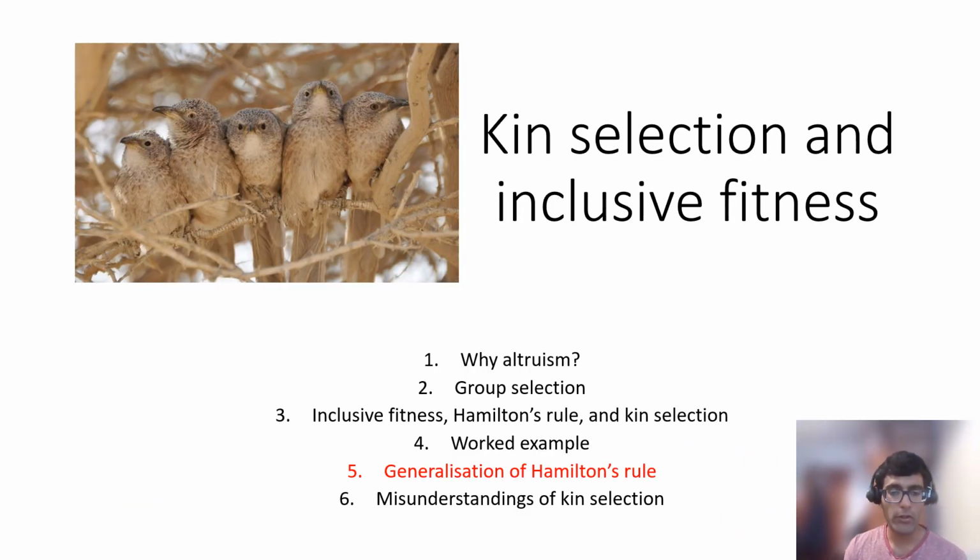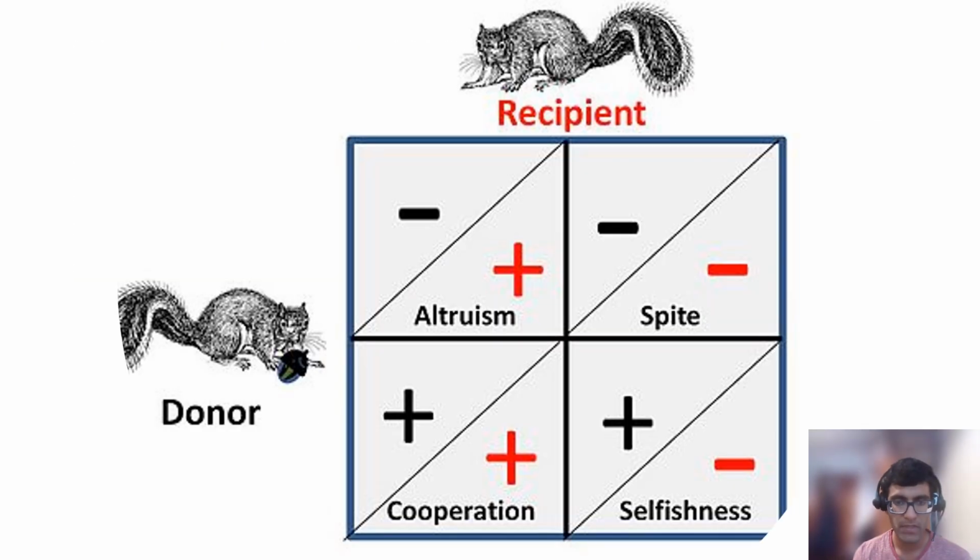Okay, now let's have a look at a generalization of Hamilton's rule, having looked at this specific case. Let's look at this with these lovely squirrels, and we're going to look at all of the possible interactions that a pair of organisms could have. This squirrel is the donor, that's performing the act, and the recipient is receiving whatever the act produces. What we've been looking at so far is altruism. That's where the donor suffers a cost, but helps the recipient. So the recipient gets a benefit, the donor suffers a cost.